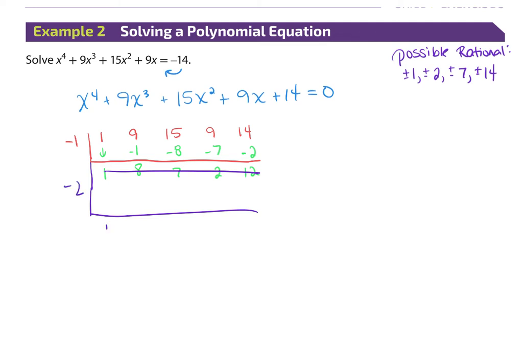So 1 down, right? Negative 2 up, 7. Negative 14 up, 1, negative 2, 7, negative 14. There we go. That one works. Does everybody see that? So I know one of my zeros is negative 2. I know that's an option. Here's what else I know. I know that I still have an x cubed.